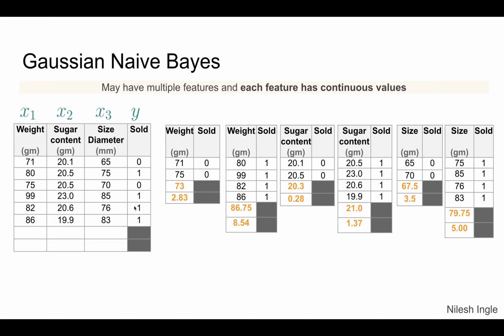Now for naive Bayes, the steps are that we can separate these by classes for each of the features. So for weight, we have class 0, the fruit was not sold; class 1, it was sold, and we get the mean and standard deviation. And the same way for the sugar content we get the mean and standard deviation. For size we get the mean and standard deviation. The reason we are getting the mean and standard deviation is because using those we can plot a Gaussian curve, the normal distribution, and then we can estimate the likelihood from that.